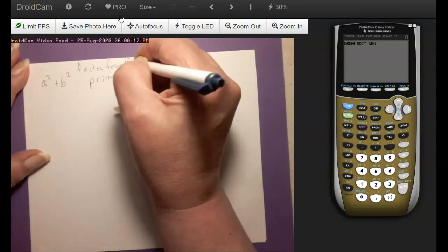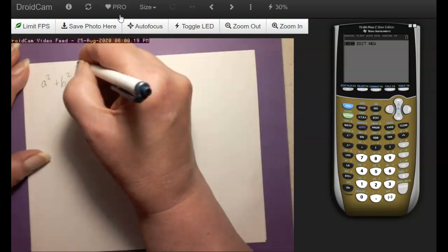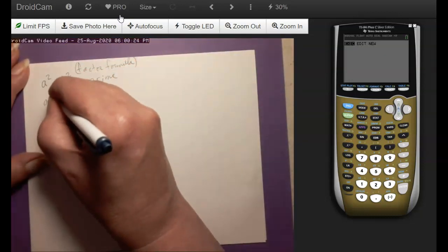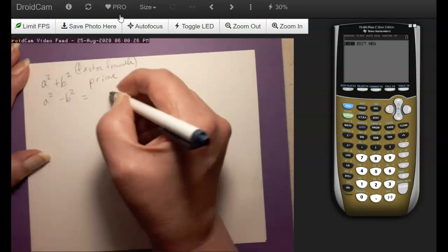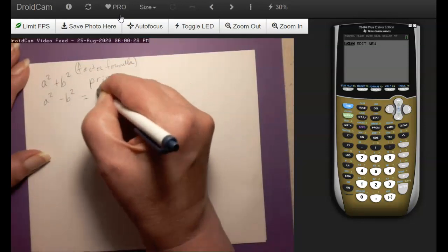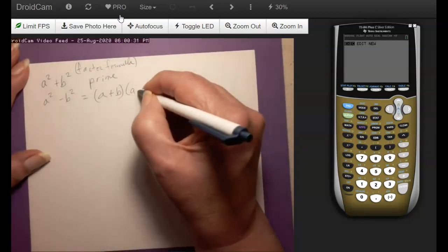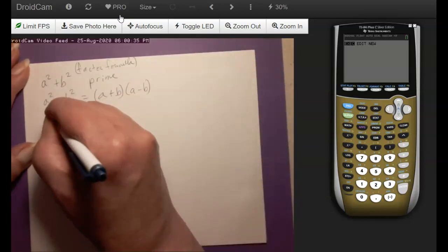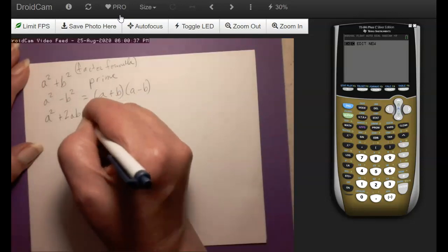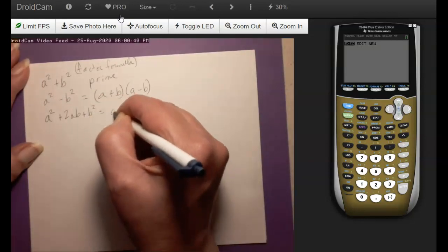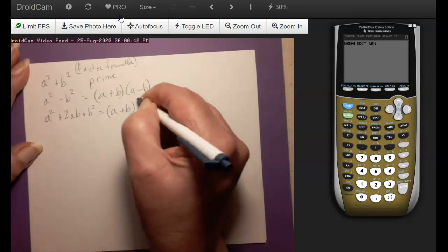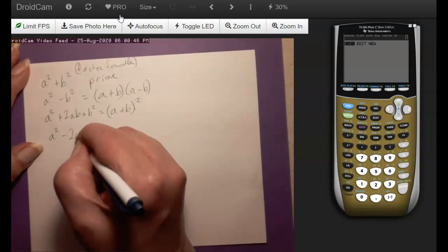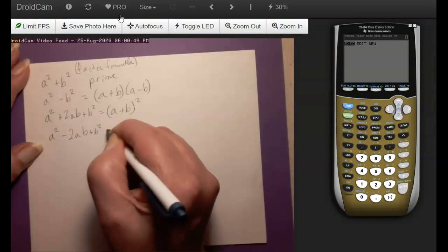And these are factor or product. So we're doing actually the product part. And then a squared minus b squared factors, or when you multiply a plus b times a minus b, you end up with a squared minus b squared. Then we also have a squared plus 2ab plus b squared is equal to a plus b squared. So this formula we're about to use, and a squared minus 2ab plus b squared is equal to a minus b squared.